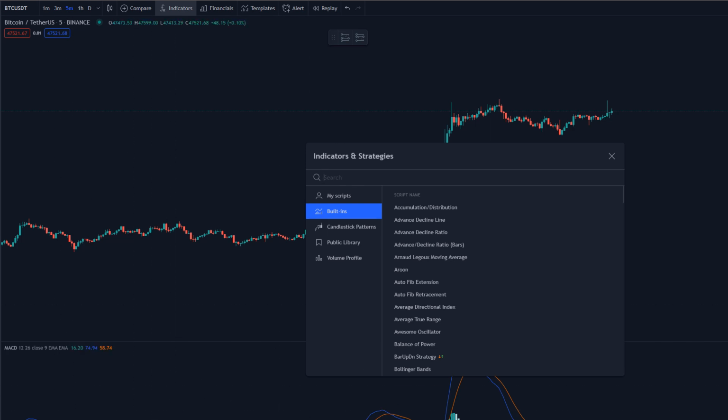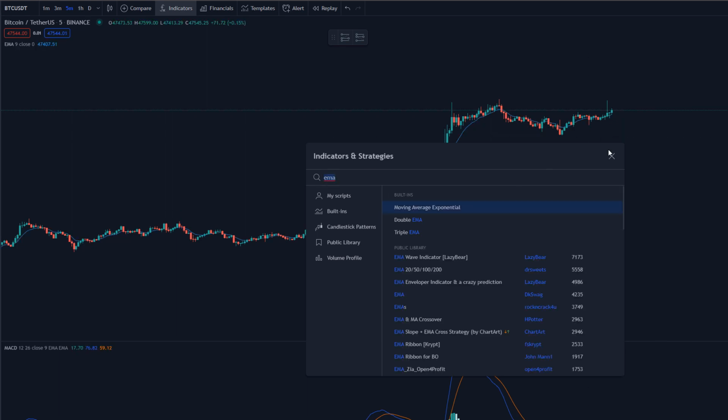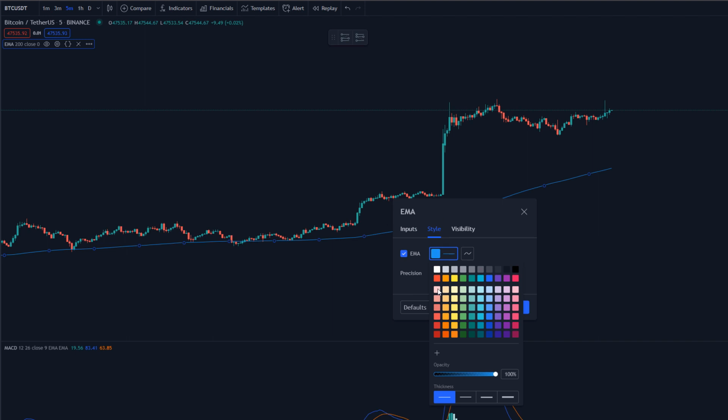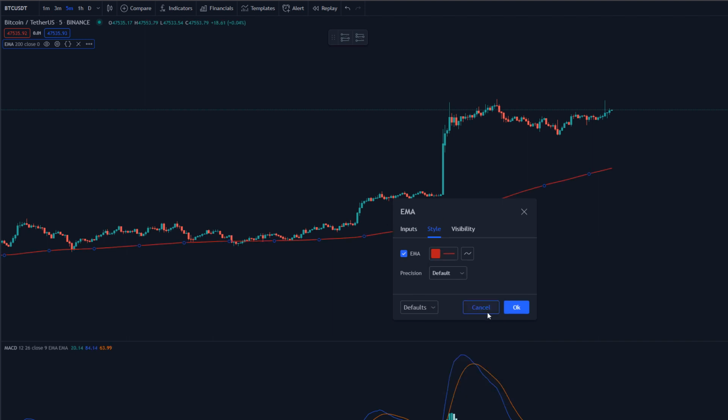Yes, this is a free version. I also have a paid version, but that's on my personal account. And let's add the EMA, moving average exponential. Let's change the settings of the EMA, make it 200, just to see what the current trend is. Make it red, a bit thicker, because we like it thick.